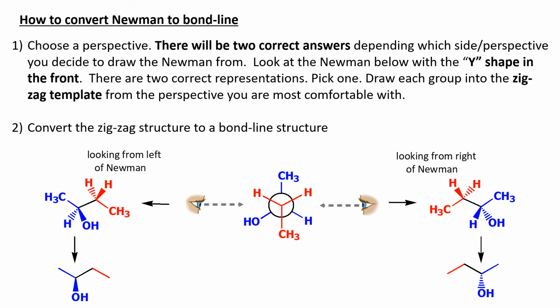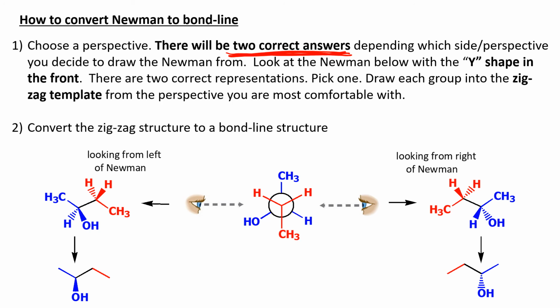Okay, next, we want to convert a Newman to a bond line. So we just learned how to convert a bond line to a Newman. We're doing just the opposite here. So you have to choose a perspective. There's going to be two correct answers here, unlike the last set of examples where you were given a very specific perspective and you had to draw exactly what it looked like from that perspective.